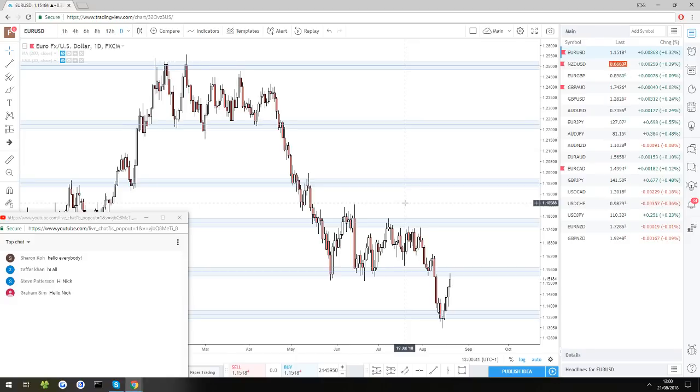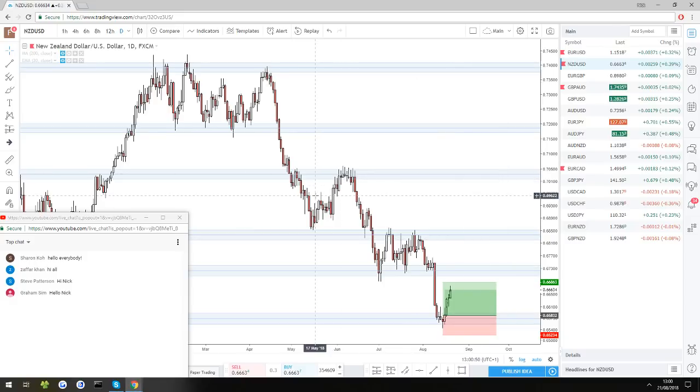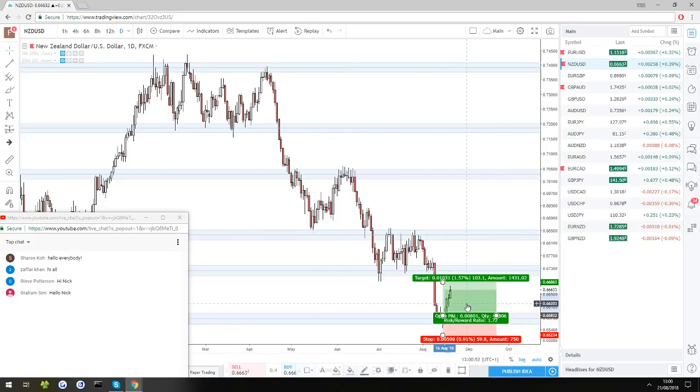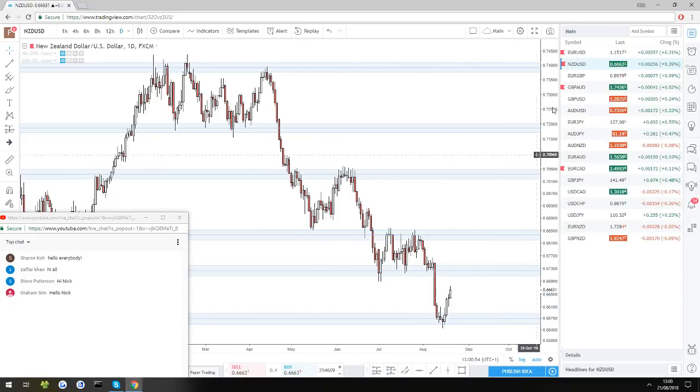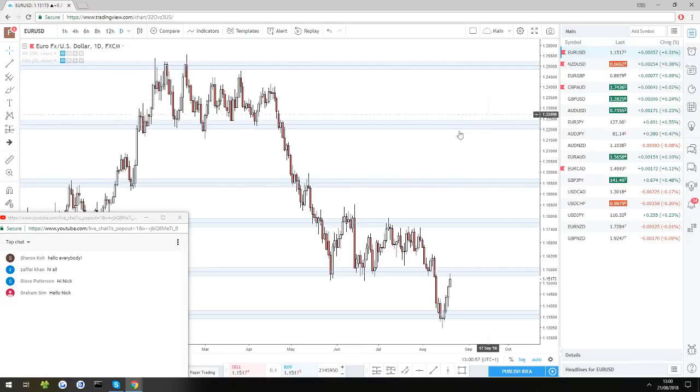So let's see if we can continue it this week. Last week too, some of the trades I shared towards the end of the week took off. EURUSD, New Zealand USD took off from the support areas, but now we're looking for something else on these pairs. So yeah, let's get started.